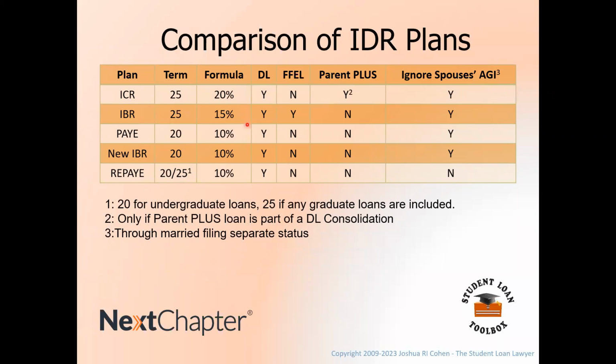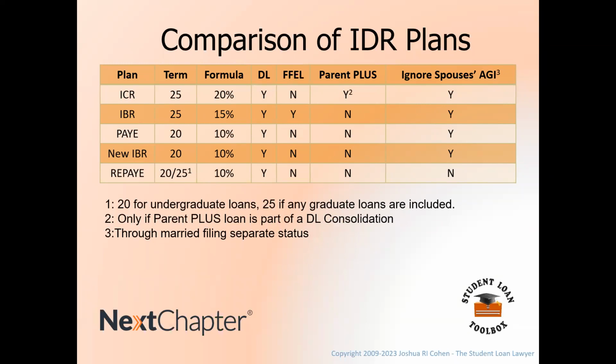The formulas, 20, 15, or 10. Any of these are available for direct loans. Only IDR is for FFEL loans. Parent Plus loans can only have ICR if it's inside a direct consolidation loan. And again, you can ignore the spouse's AGI if you are married filing separate status, or you can check that box that says unable to reasonably obtain spouse's income information if that's the truth.